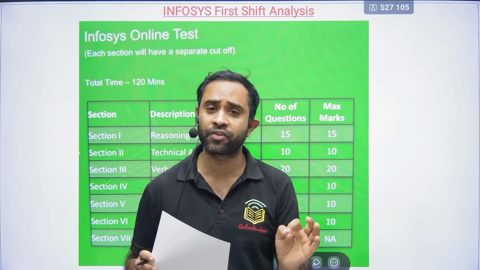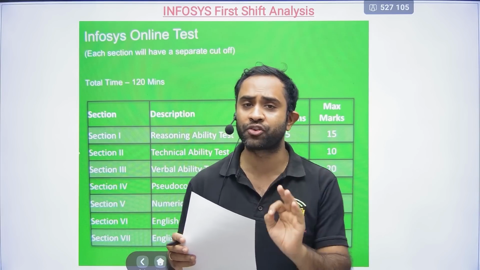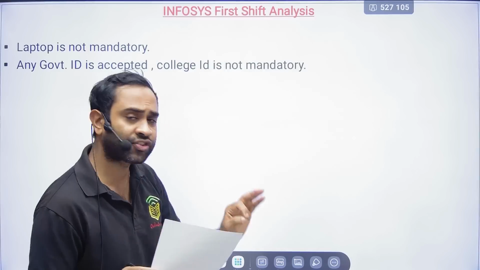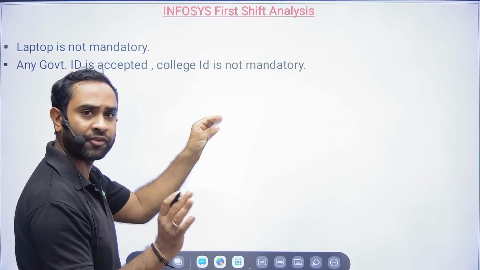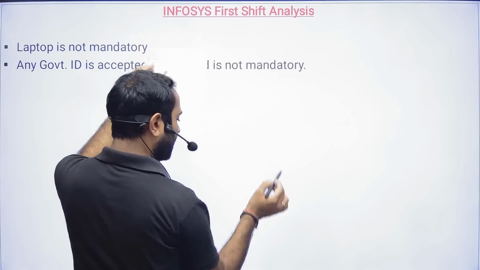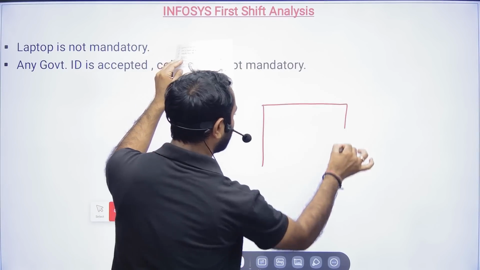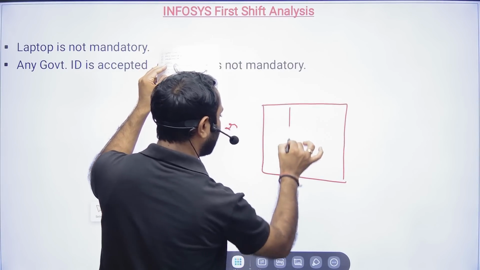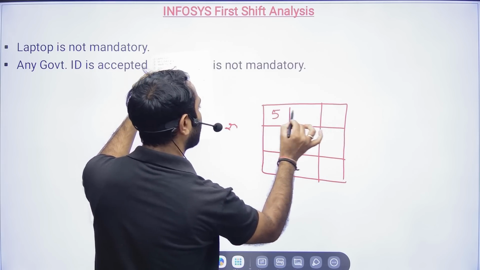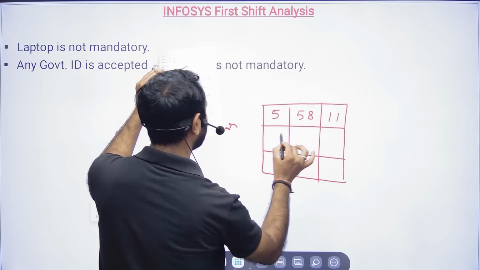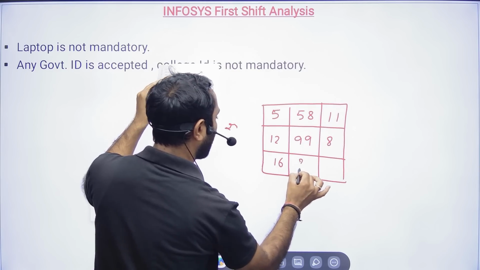And friends, I am going to do the Infosys first shift exam analysis in this particular video. The questions were easy. I will also tell you the puzzle questions which were asked in shift 1, and based on that, the same questions might come even in the later shifts, and I will give you the complete information in this video. So this was one of the questions: 5, 58, 11, 12, 99, 8, 16, what, and 7.